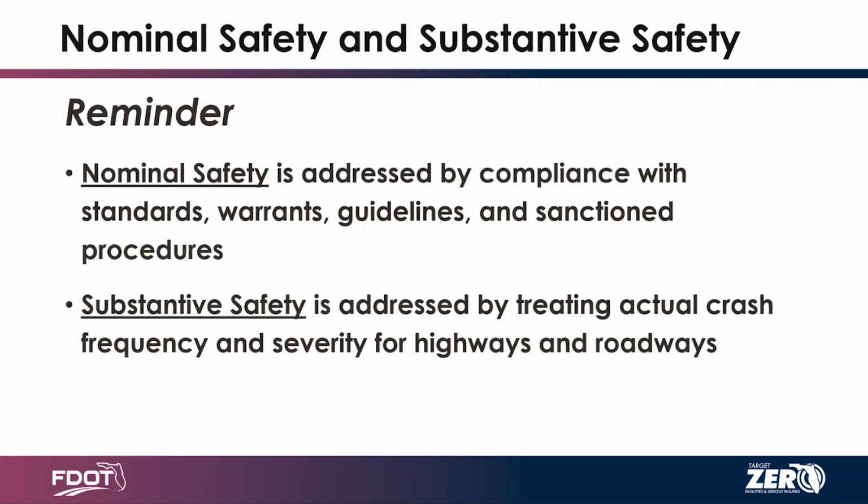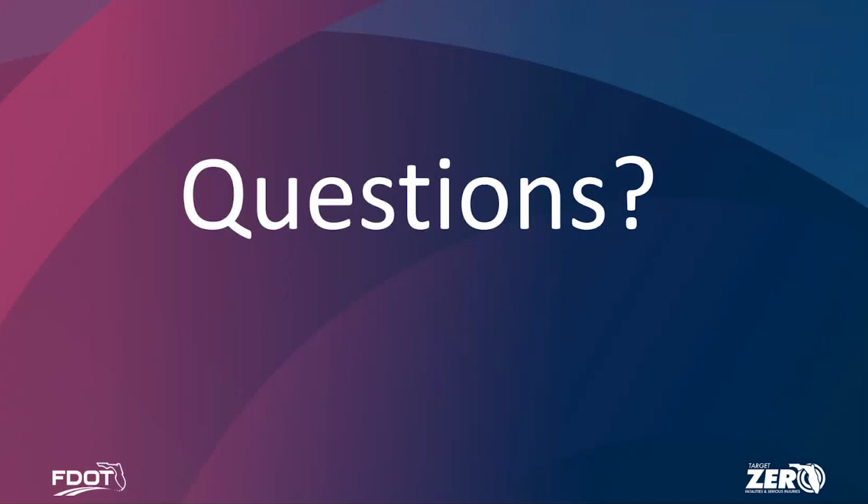So just a reminder, nominal safety is addressed by compliance with standards, warrants, guidelines, and sanction procedures. You are putting the bare minimum in. Minimum signal phasing, whether it's minimum design, minimum signal phasing, minimum warrants. Substantive safety is addressing and treating the actual crash frequency and severity for roadways and highways. Any questions on substantive versus nominal safety?